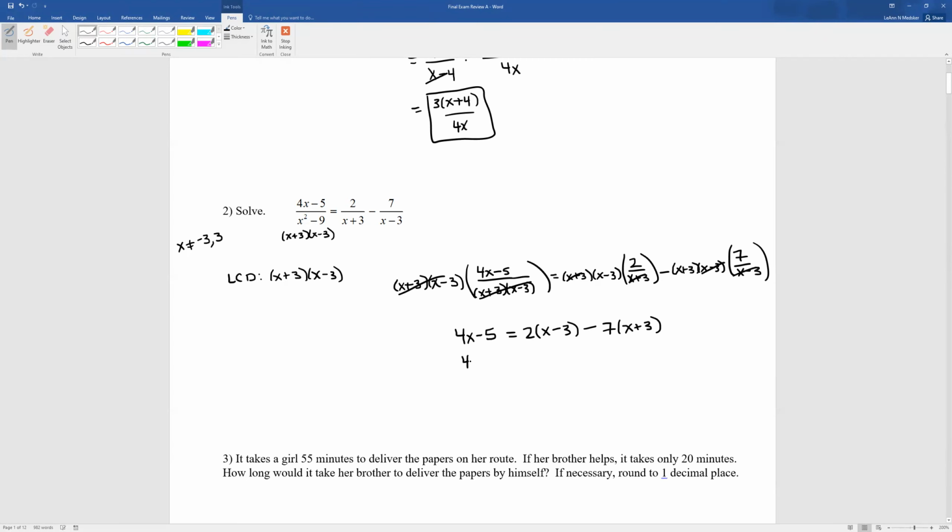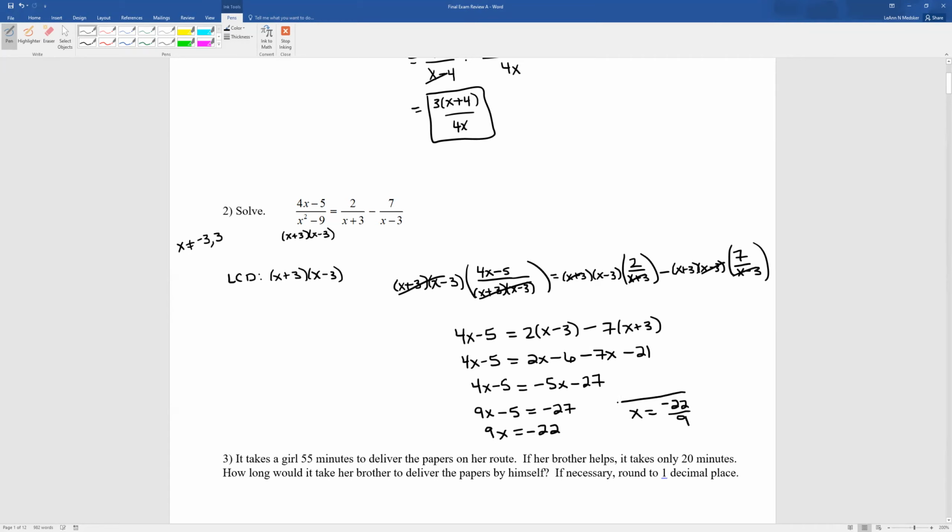So we're going to do our distributive property next. So 4x minus 5 equals 2x minus 6 minus 7x minus 21. Combine like terms on the right side. So 4x minus 5 equals negative 5x minus 27. I'm going to get the x's on the same side together, so I'll add 5x over. So that's going to make the left side 9x minus 5 equals negative 27. Add 5 to both sides. So that's going to be 9x equals negative 22. And we divide by 9 to get x by itself.